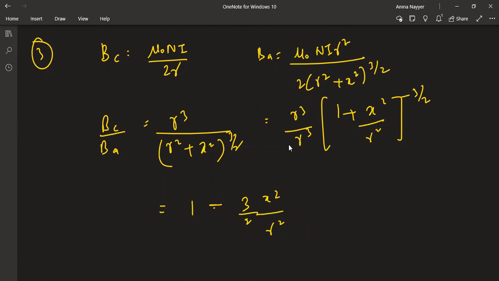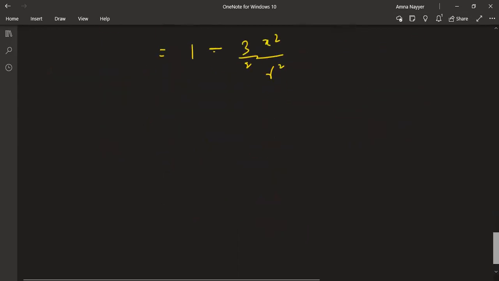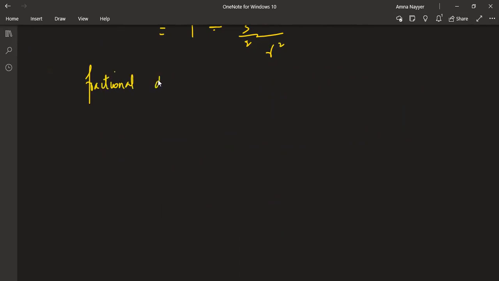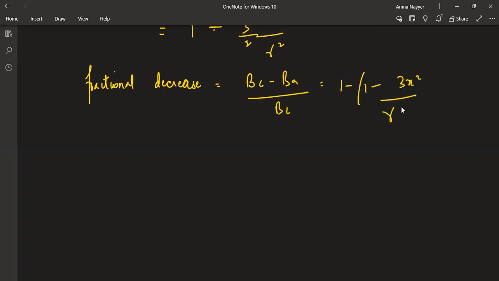Now see class. Fractional decrease when you have to calculate. Fractional decrease is B center minus B axial. This is exactly the change that has come. And what is the original? This is B center. So this becomes 1 minus (1 minus 3x square by 2r square). So 1 minus 1 becomes 0. You only have 3 by 2. And minus into minus will become plus. So x square by r square. This you had to prove.